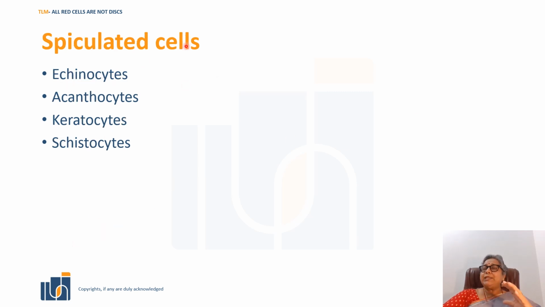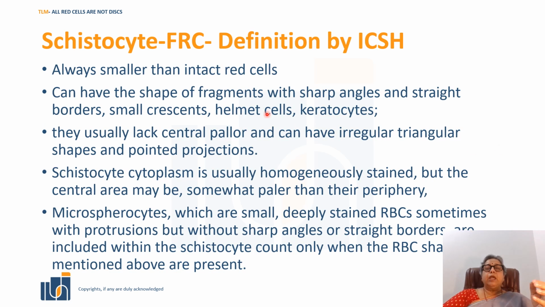So spiculated cells are again divided into echinocytes, acanthocytes, keratocytes, and schistocytes. And of these, schistocytes are very, very important. So we shall start with them. Now, a schistocyte is also called a fragmented red cell. The ICSH, the International Council for Standardization in Haematology, has defined the schistocyte.